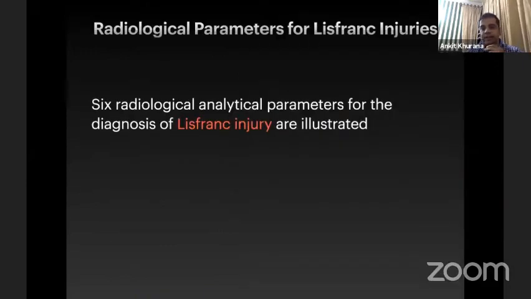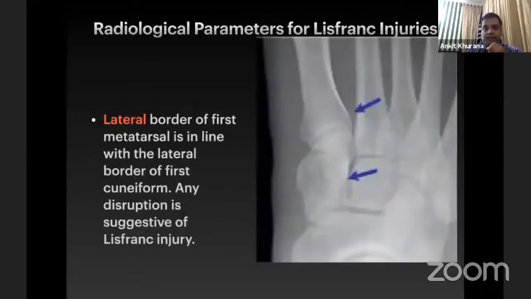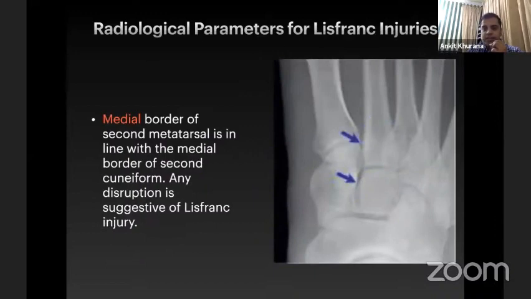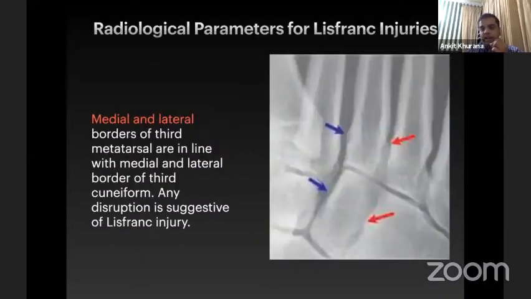The Lisfranc injury can be assessed by few radiological parameters, and there are few that are assessed on the AP view, like the lateral border of the first metatarsal in congruence with the lateral border of the medial cuneiform, the medial border of the second metatarsal, which has to be congruent with the medial border of the second cuneiform, and the medial and lateral borders of the third metatarsal have to be congruent with the medial and lateral border of the lateral cuneiform, respectively, in the AP view. So these are the parameters that are seen on the AP view.